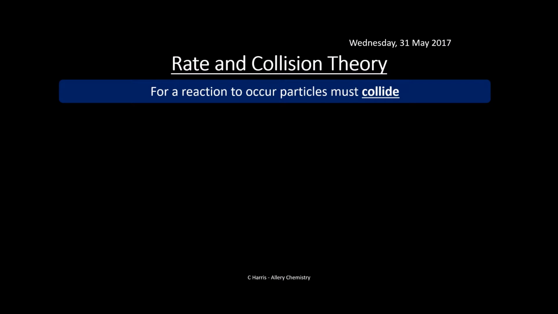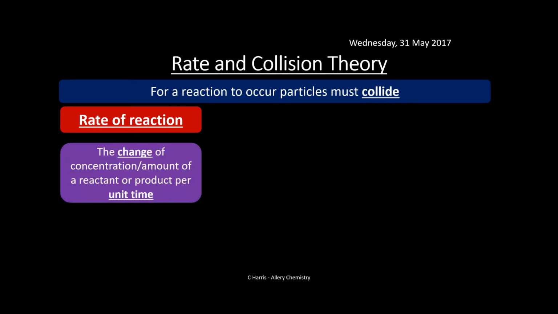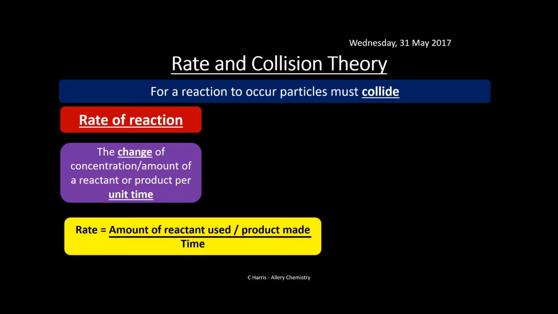Okay, so we're going to look at rate and collision theory. So for a reaction to occur, particles must collide. And so we're going to look at, obviously, the rate of reaction, which is how fast something happens. So the official definition for a rate of reaction is the change of concentration or amount of a reactant or product per unit time. Now that unit time could be in seconds, it could be minutes, it could be hours, doesn't really matter, but normally it's per second. And rate is the amount of reactant used or the amount of product made, depending on what we're looking at, divided by time.